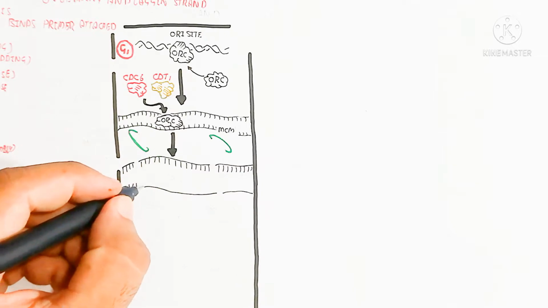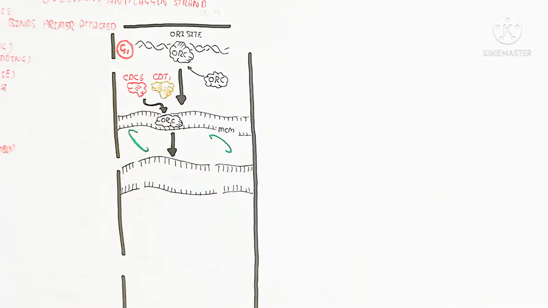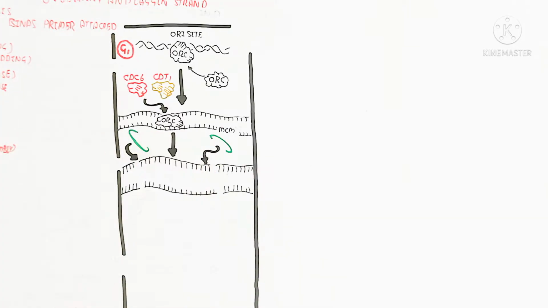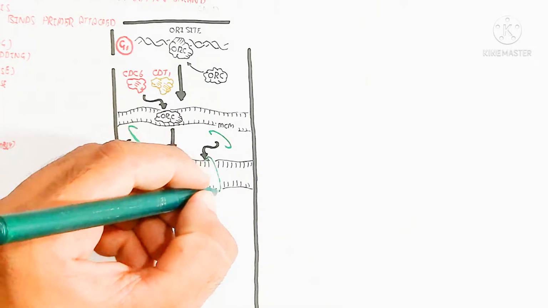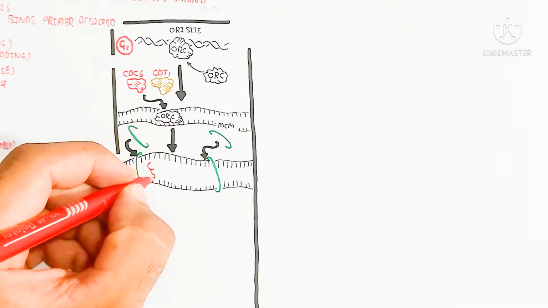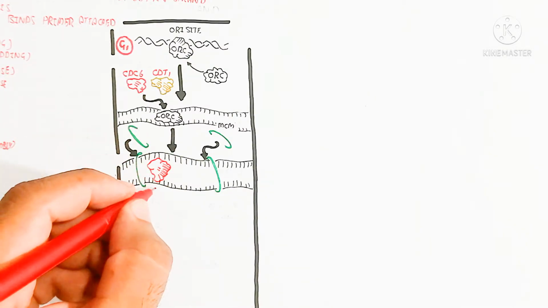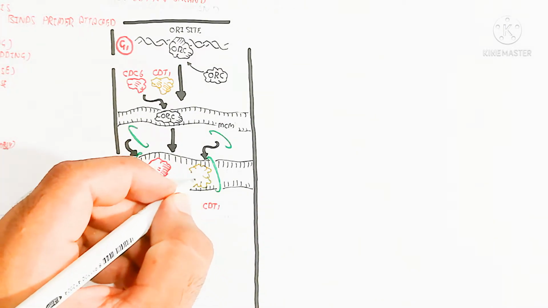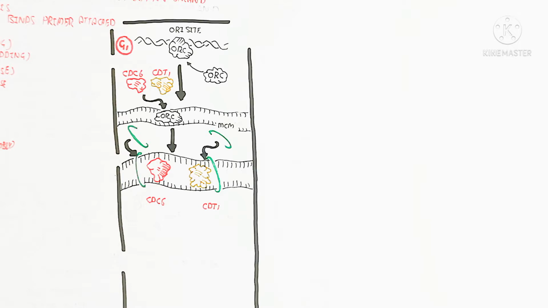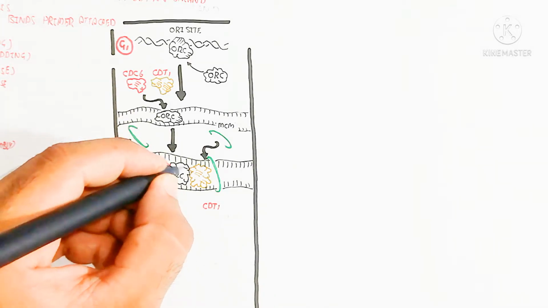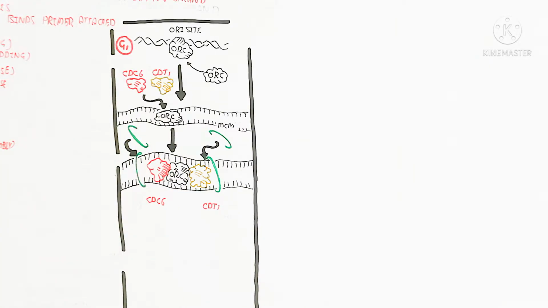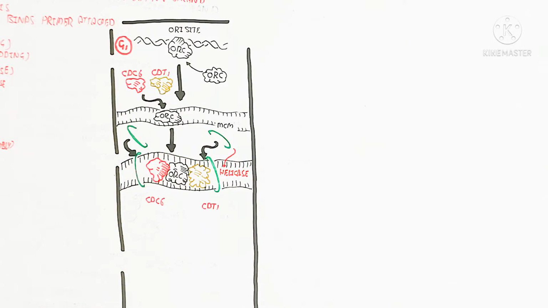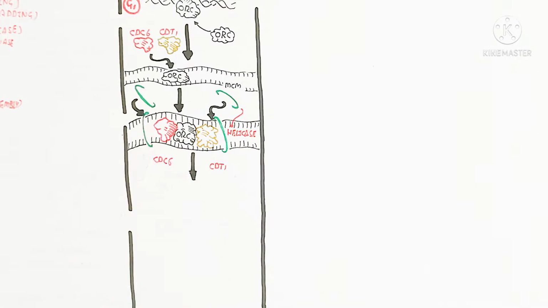After the MCM ring binding, the ORC, with the proteins CDC6 and CDT1, also recruits the helicase through the binding of the MCM. CDC6 is phosphorylated to be released from the ORC site, and the ORC remains.